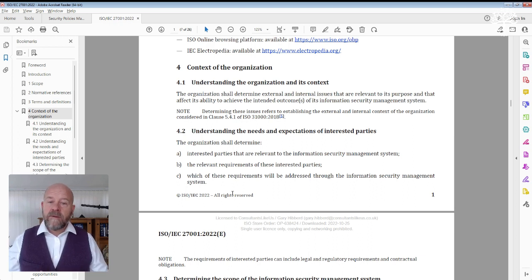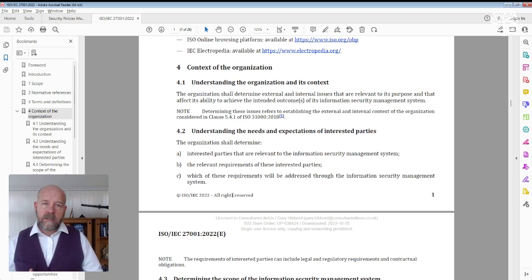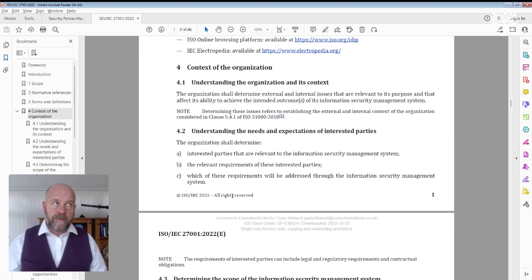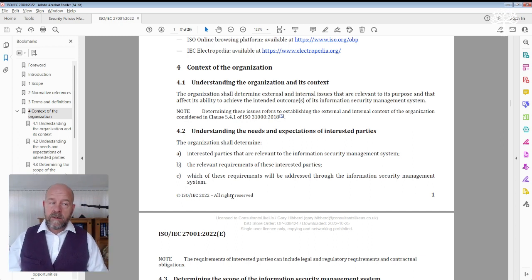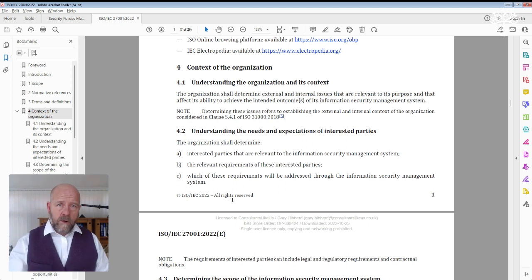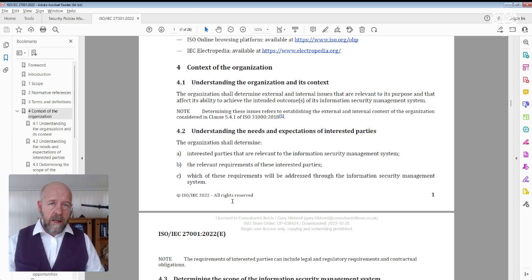So you need to identify what those interested parties are and identify what their requirements are. Now, for instance, if it's customers and clients that you're going to state are interested parties, which they clearly are, you may have different requirements. So client X might require that your data is stored within the EU, and categorically data cannot leave the EU.